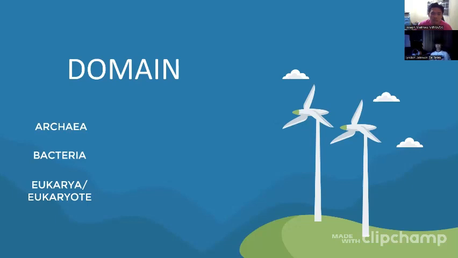So the second one is bacteria or eubacteria. Bacteria are defined as organisms that are microscopic, unicellular, unique cellular, independently reproducing, mostly free-living, briefly called bacteria or true bacteria. So the third one is eukarya or eukaryote.